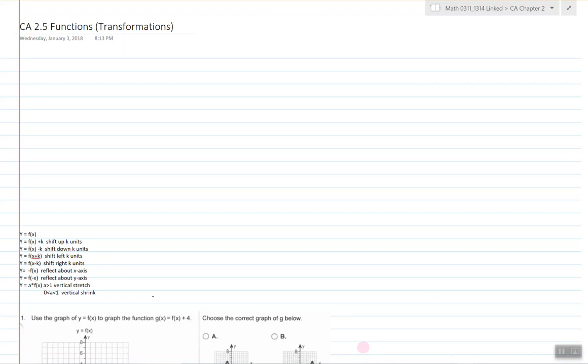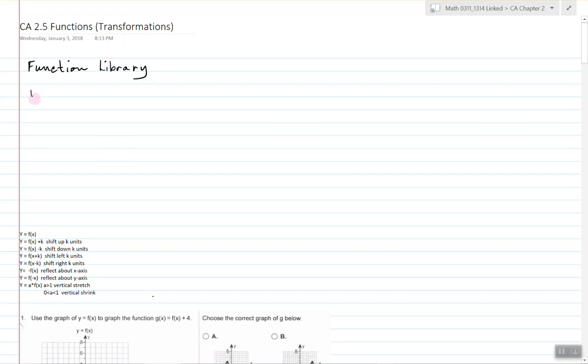This is a lesson, section 2.5, a continuation of the study of functions, but it focuses on something called transformations. Now, in order to talk about transformations, it's probably a good idea to take a look at a function library. We may have talked about these in the past, but we're going to review them.